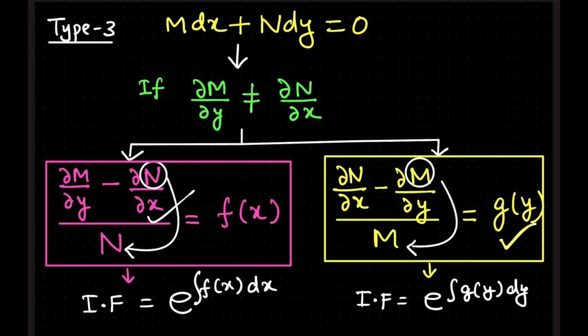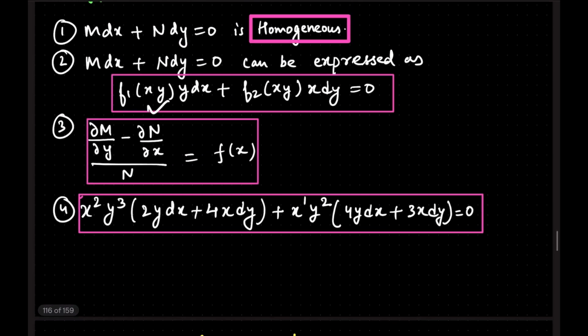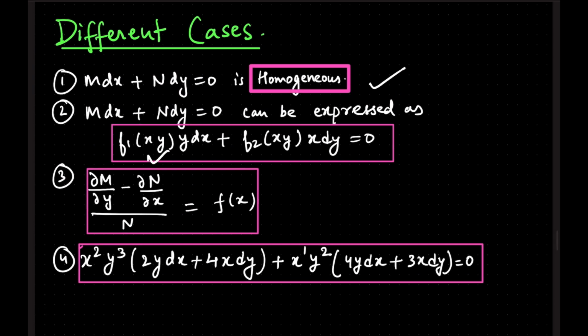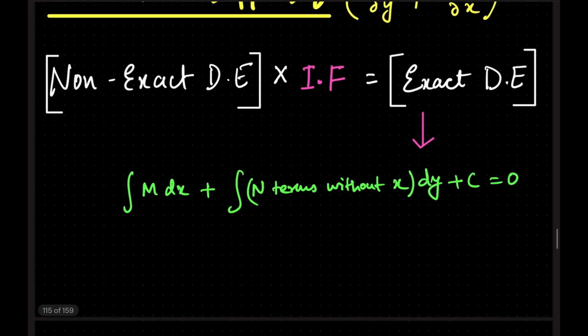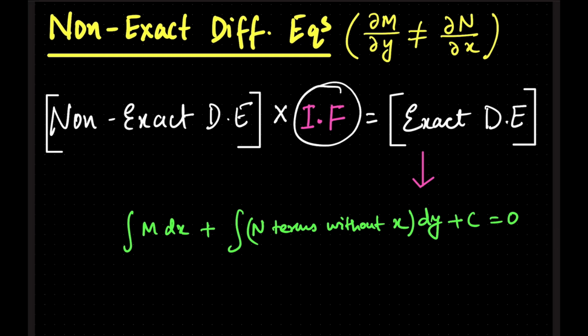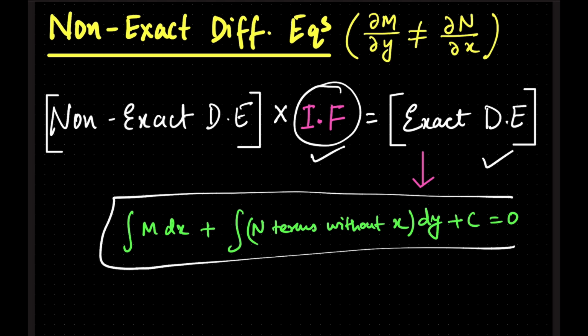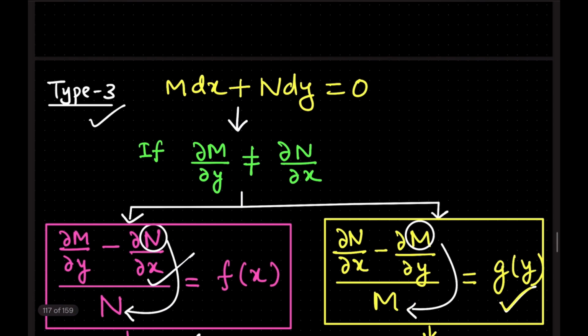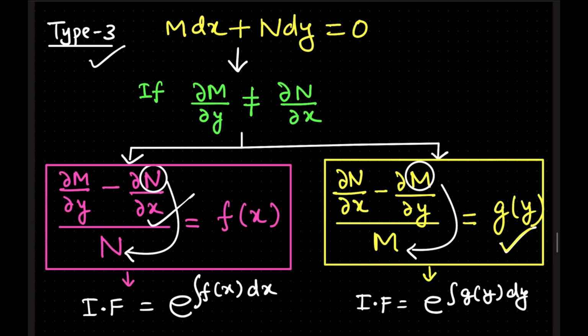Today we will see type 3 of the non-exact differential equations. In the last video we already discussed the first type and the second type of non-exact differential equations. We saw that whenever we multiply a non-exact differential equation by an integrating factor, we convert it into an exact differential equation. And once it is converted to an exact differential equation, you can use this formula and easily find the solution. So let's begin with today's discussion.